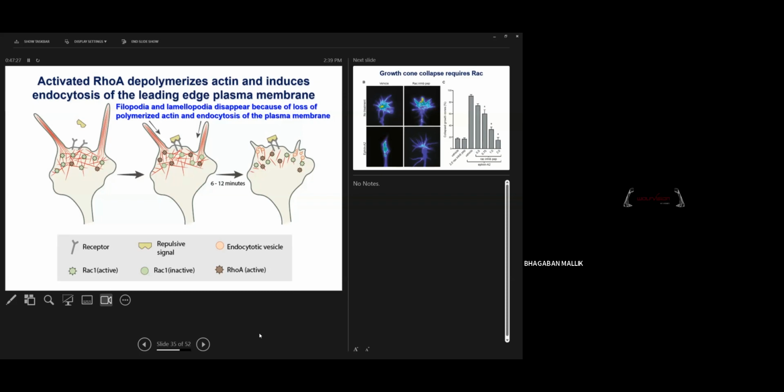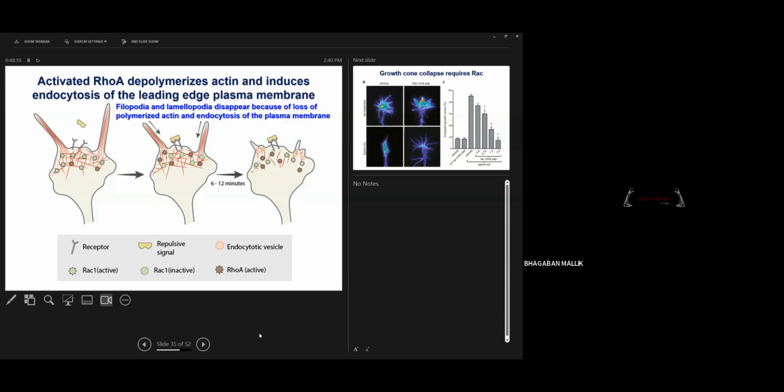When RhoA becomes active, after 6 to 12 minutes it depolymerizes this, and you can see that you have loss of this filopodia. Then after some time, RAC1, which was inactive, becomes active, and when RAC1 becomes active, it forms flat-like membrane, called lamellipodia. You can see a flat-like structure formed here because of activation of RAC1. Filopodia is formed because of polymerization of the actin.